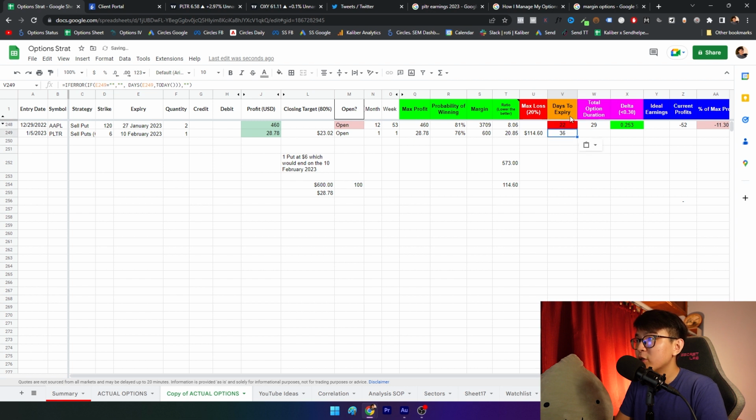The next thing I would like to do is put the number of days to expiry. The opportunity to earn on options is on the last 30 days in general. If the options trade is below 30 days, I'm a little bit more careful when it comes to managing the trade itself, so do pay a little bit more attention to it. Total option duration: I just want to understand the maximum amount of days that this options trade can last.